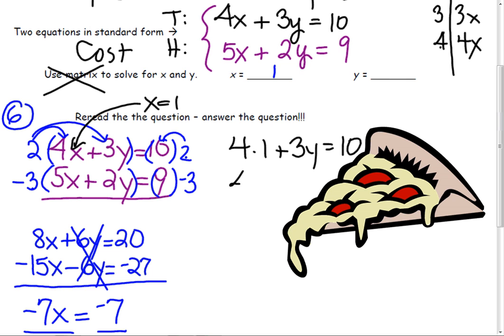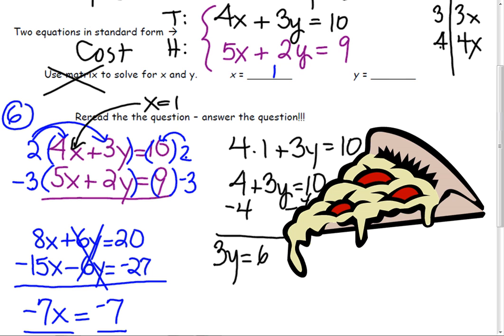It's 4. Yep. Subtract 4. So I get 3y equals 6. This is a good price. y is 2. So it's $2 for the pizza. Whoa. Too cheap.